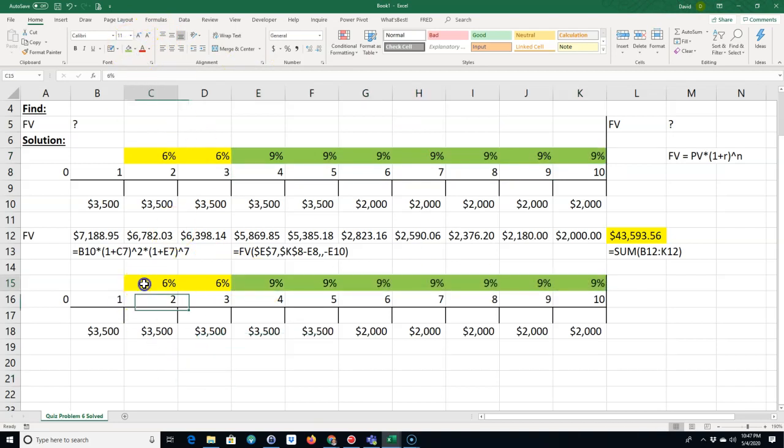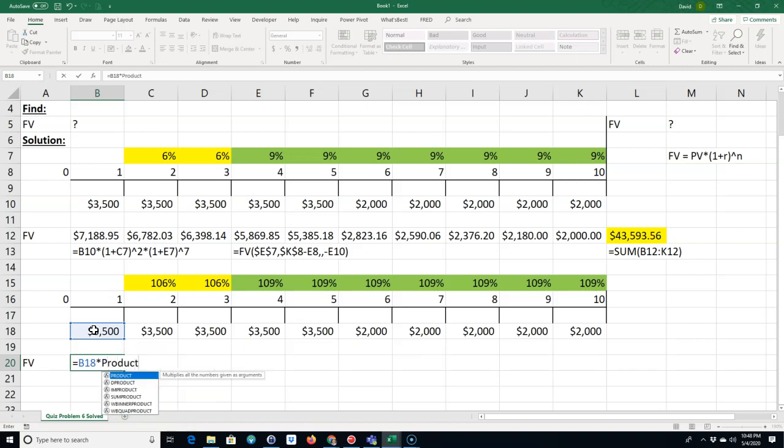But instead of calling it 6%, let's just call 1 plus R 106%, and we can copy that across. And this is 109%. We can copy that across. So now I can do the future value again. Let me skip a spot. And I'm going to go equals this times the product of all of these.